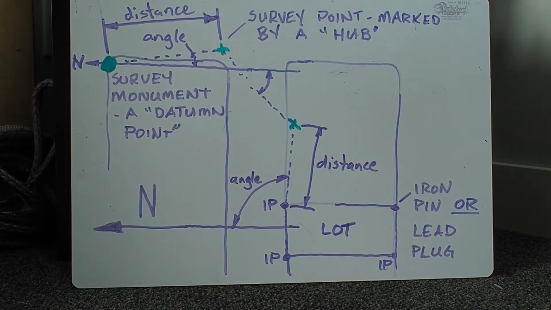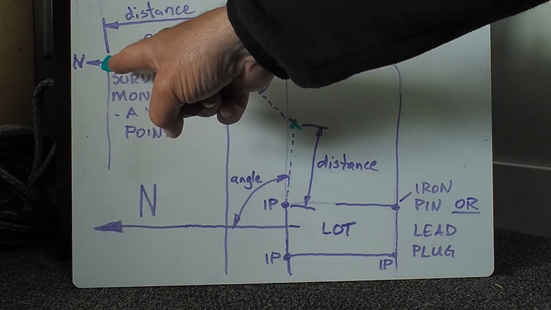Okay, this diagram shows how a surveyor can use the known location of a survey monument and step from that spot to reestablish the corner of a lot. So in other words, it's showing the relationship between a survey monument, a survey point marked by a hub, and the corner of a lot. So up here I've got my survey monument.